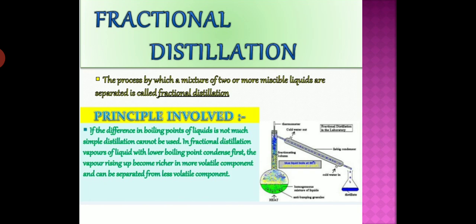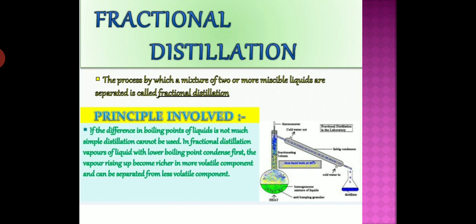So you can see this diagram of fractional distillation. What will we do? A mixture is heated in a round bottom flask. You can see the round bottom flask over a sand bath. The flask is attached to a fractionating column. This is a fractionating column. The fractionating column has traps to allow the higher boiling liquid to condense, and the vapor of the lower boiling liquid goes into the condenser where it is condensed, and the liquid thus obtained is then collected in the receiver.